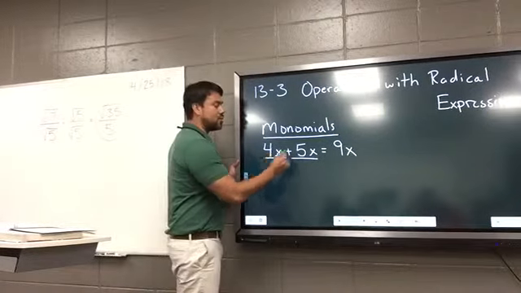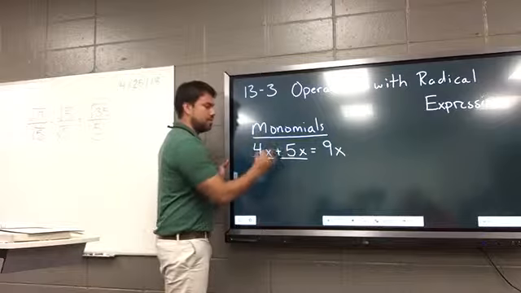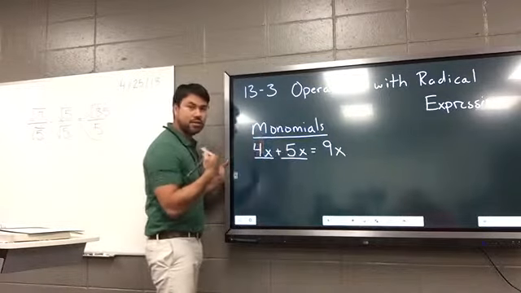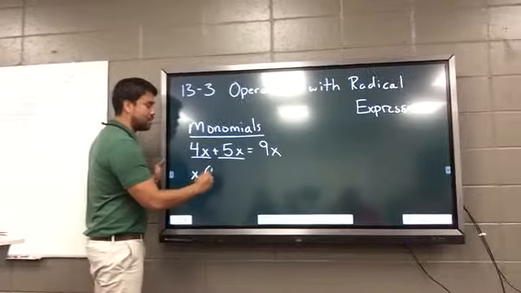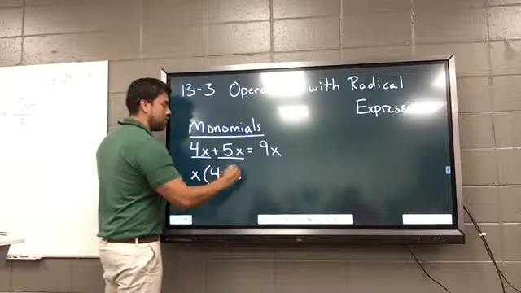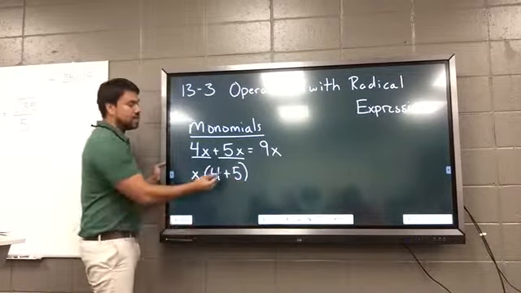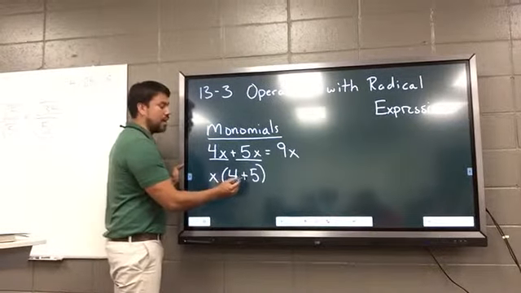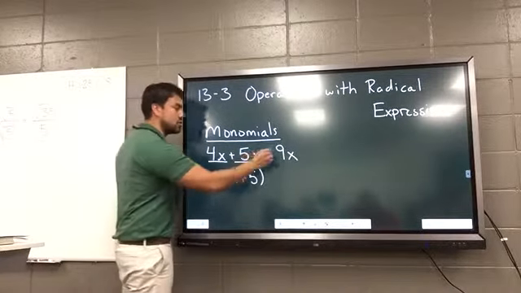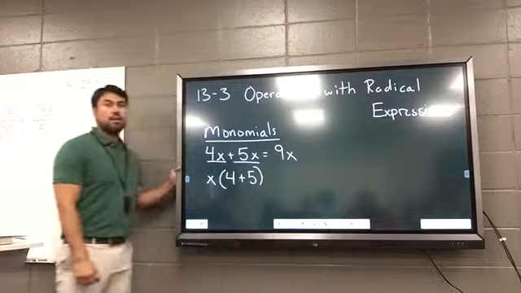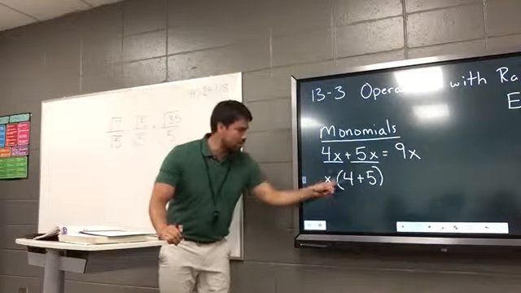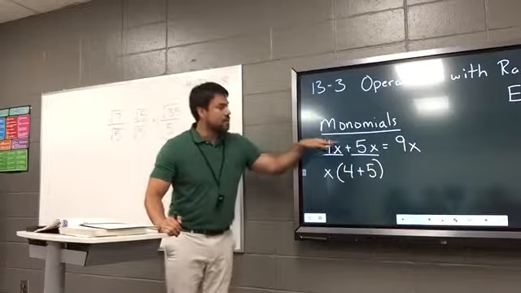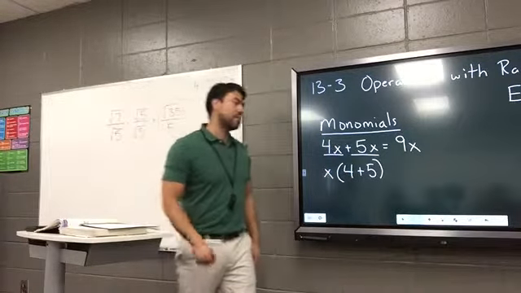Is there a common factor between these two? Is there a common factor I can factor out technically? It's an x. What would be left in the parentheses? 4 plus 5. Can I add these two together? And I get 9 times x, which is 9x. Yes, it's factoring instead of multiplying. This is multiplying if I did that. This is factoring. So factoring pops up again.